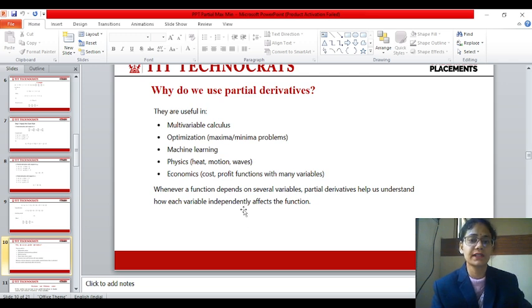Now, why do we use partial derivatives? They are useful in multivariable calculus. When a function depends on more than one variable, we can treat only the variable which is changing and the others as constants, and it makes our calculation easier. We can use it for optimization, maxima and minima problems, and in machine learning. In physics we use partial derivatives in the heat equation, motion equation and wave equation. Further, in economics, to find profit or cost with respect to many variables, we can use partial derivatives. So whenever a function depends upon more than one variable, we use partial derivatives. It helps us understand how each variable affects a particular function.